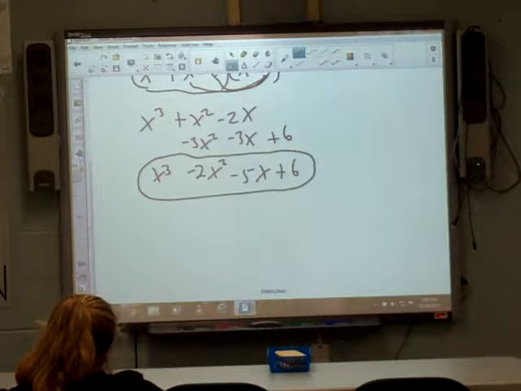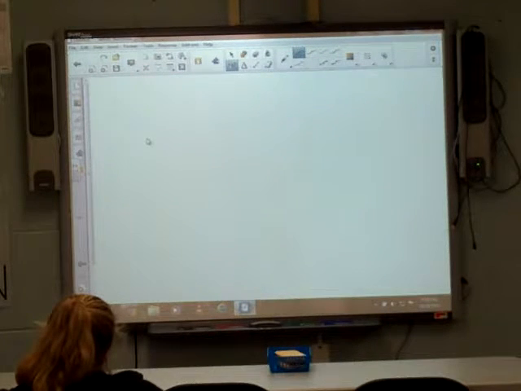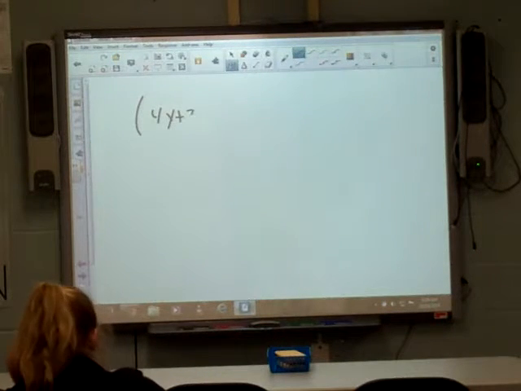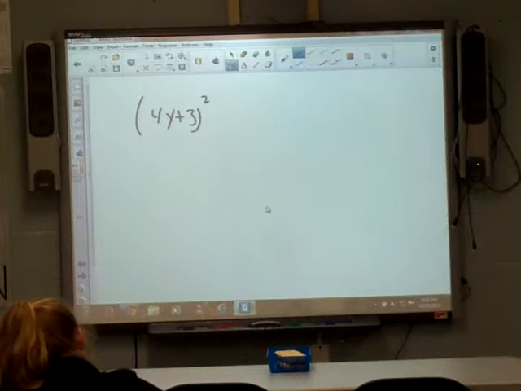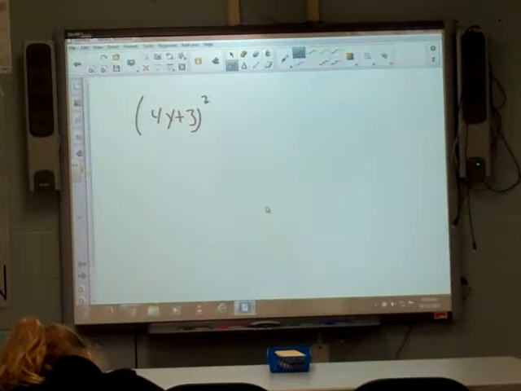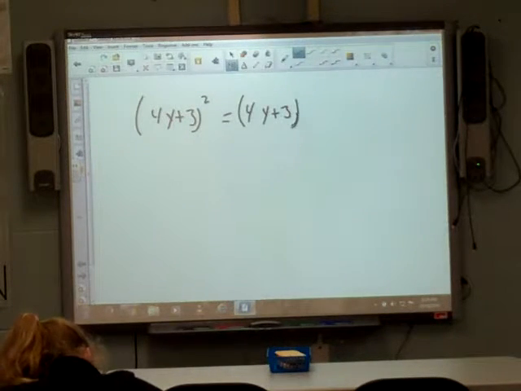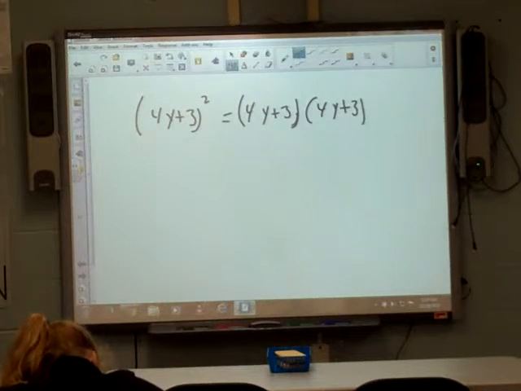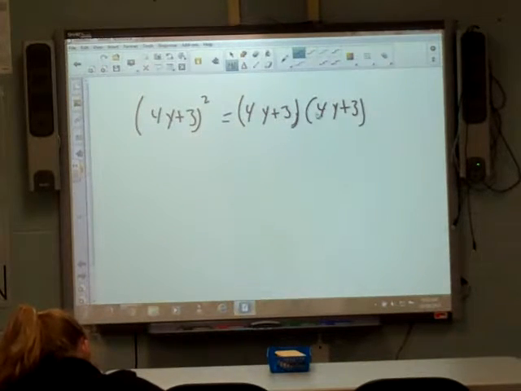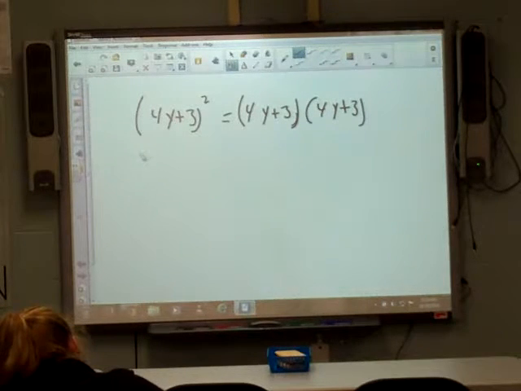Alright, what if something said to do 4y plus 3 squared? What does that mean? A lot of us missed this in the last unit. Good, Caitlin. Means we got to take 4y plus 3 twice. Okay? And that's not too bad. I'm not going to FOIL it, so don't panic right now. I could FOIL that real fast and get a pretty good answer on that. What if I needed 4y plus 3 to the third?